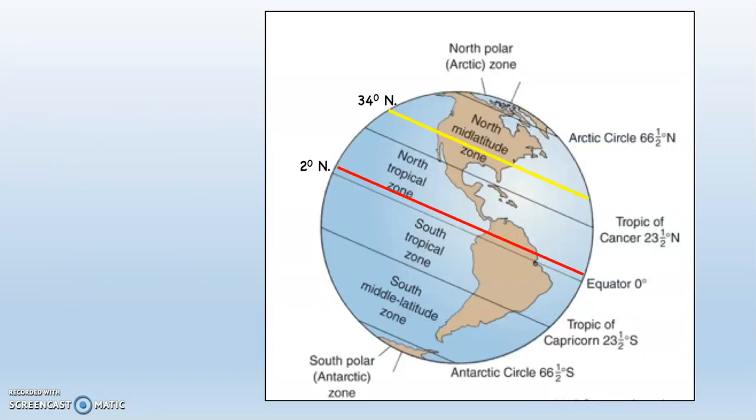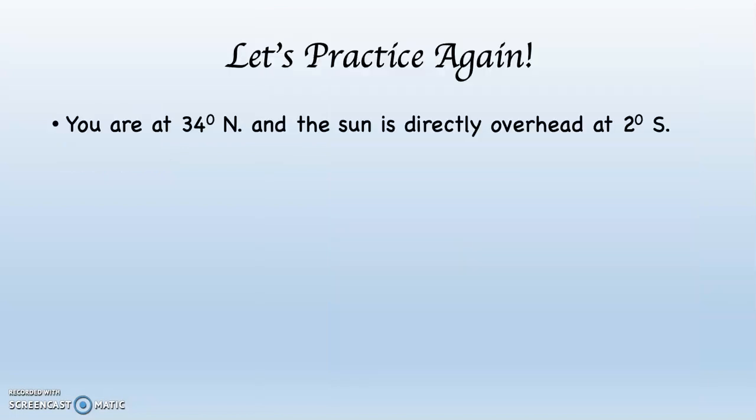Take a look at this diagram here. It's a little fuzzy, but you can deal with it. You can see I have 34 degrees north on there with the yellow line, and you can see that I have 2 degrees north on there with the red line. Now you can see that purple arrow indicates the arc distance. So you take 34 minus 2 is 32 because these are on the same side of the equator. That's your arc distance. Let's practice again.